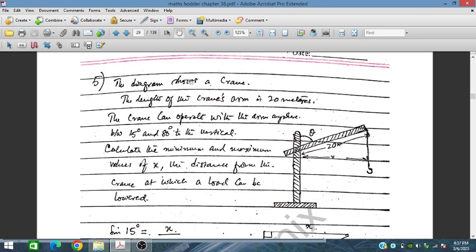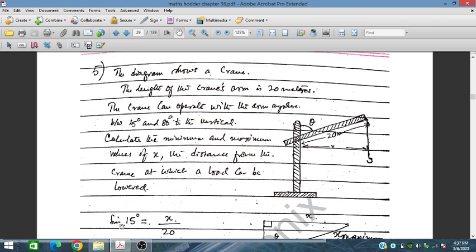Question number 5. The diagram shows a crane. The length of the crane arm is 20 meters. The crane can be operated with the arm anywhere between 15 degrees and 80 degrees from the vertical. Calculate the minimum and maximum value of x, the distance from the crane at which the load can be lowered.